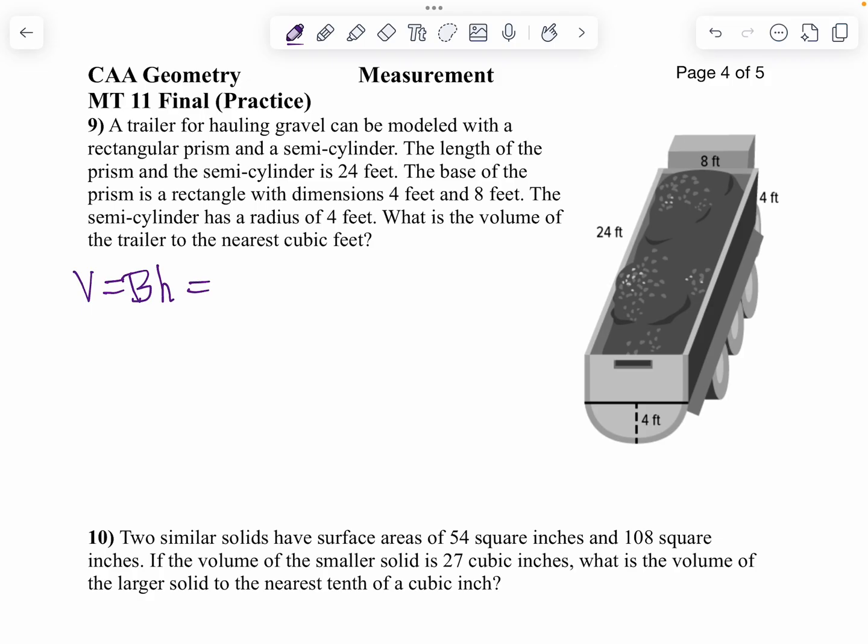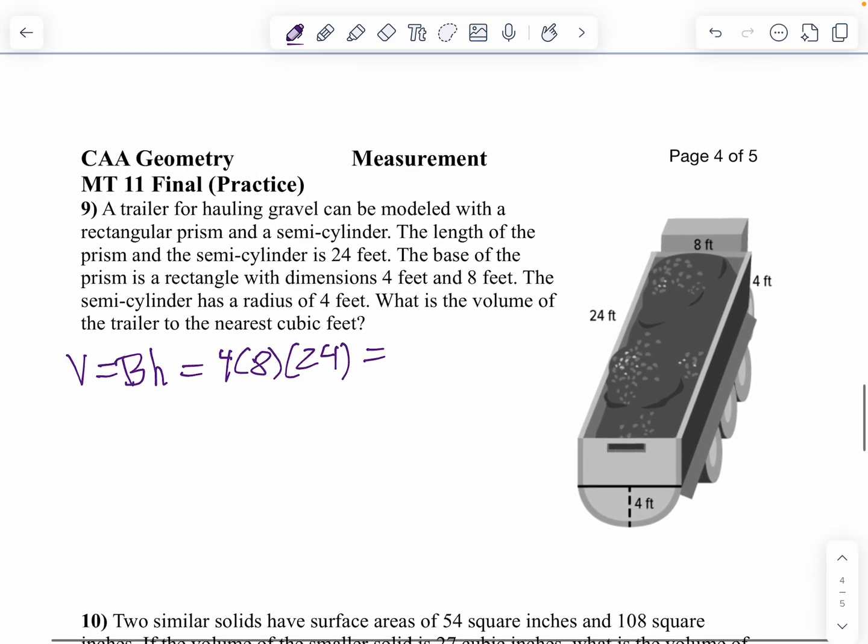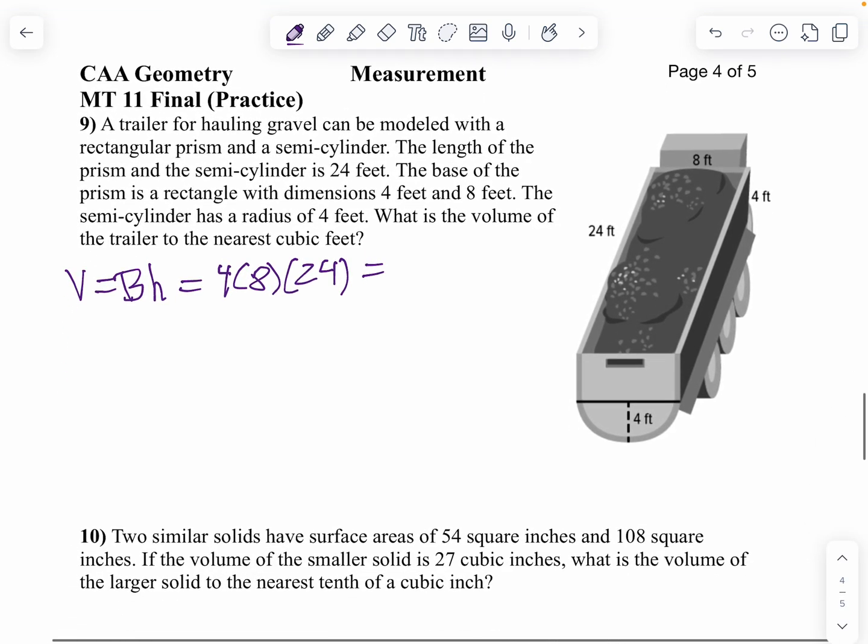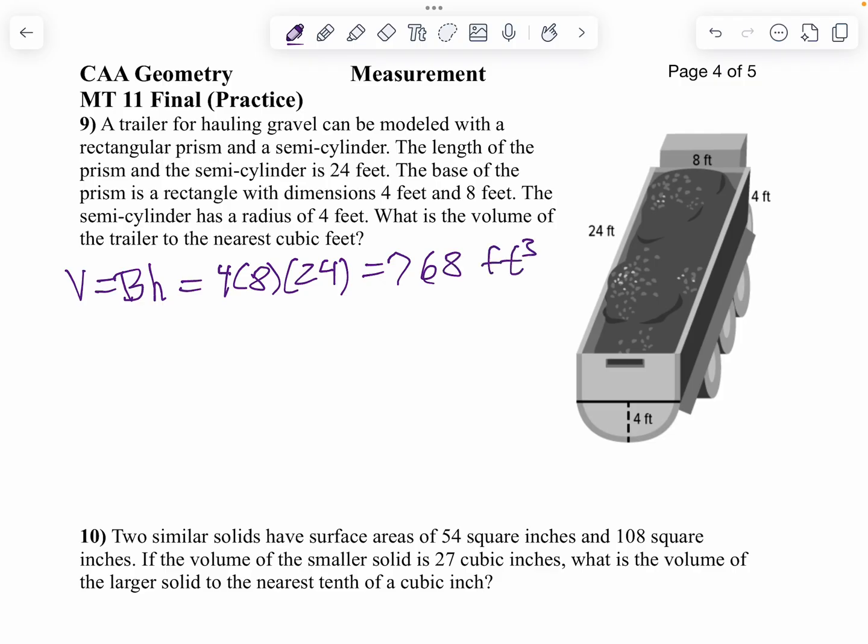Well, if we look at our cylinder, our base is 4 times 8, and we're going to multiply that by 24. So that's 32 times 24, which would be 768 cubic feet. I don't know if we need to write the cubic feet yet, but I'll write it in there right now. Then we got half of a cylinder.